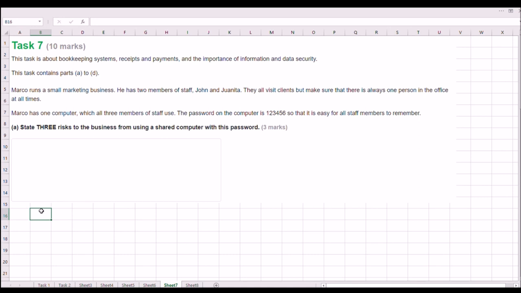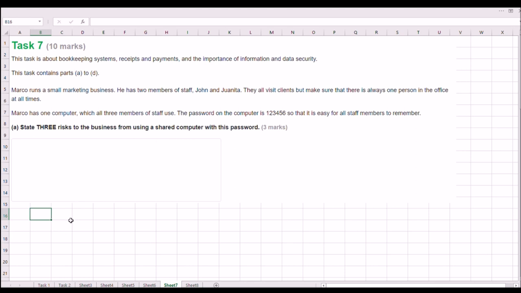Task 7 is about bookkeeping systems. Let's see what we've got there: data security includes. Marco's running a small marketing business with two members of staff, John and Juanita. They all visit clients, so they make sure there's always one person in the office at all times. Marco has one computer which all three staff members use. The password is very easy, so it's easy for everyone to remember. State three risks to the business.